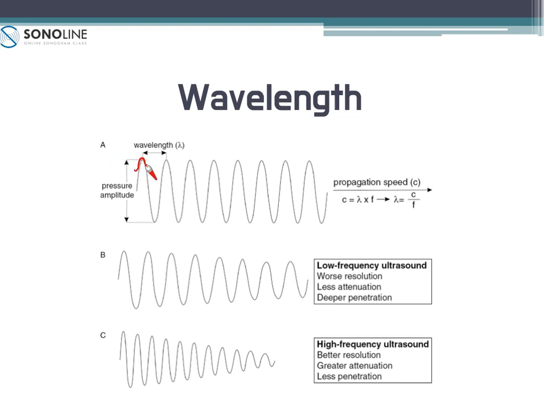If you look at the diagram, the distance from the first peak to the second peak is called the wavelength. So, when you see a diagram like this, remember that the wavelength is the distance connecting the first peak to the second peak.